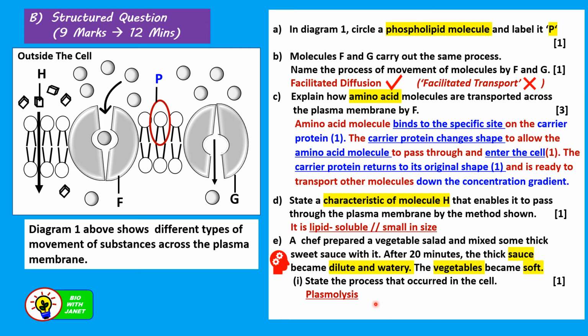Plasmolysis means the shrinking of the cytoplasm and the vacuoles when water diffuses out of the plant cells by osmosis, when the plant cell is placed in a hypertonic, a more concentrated solution.